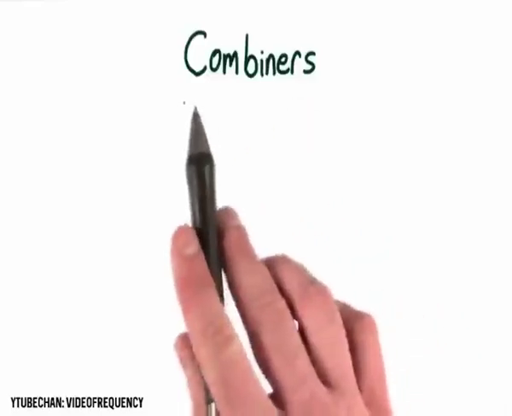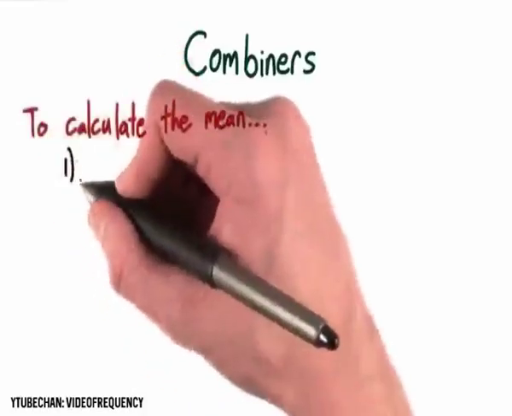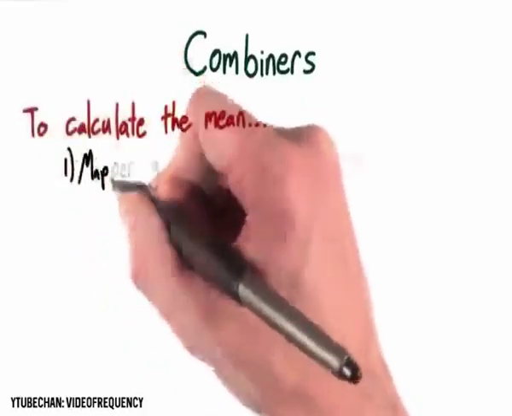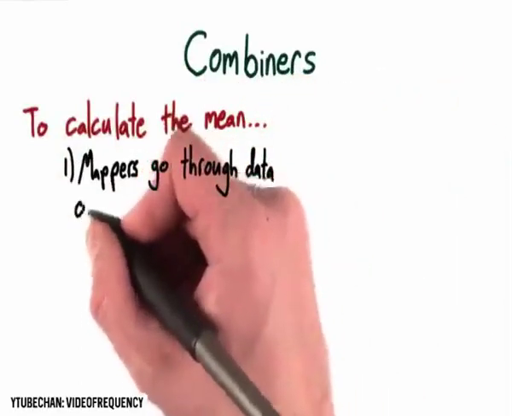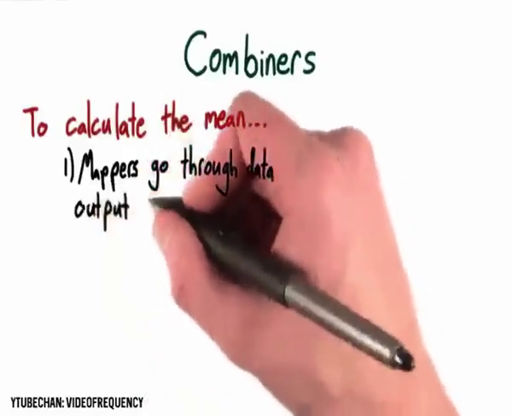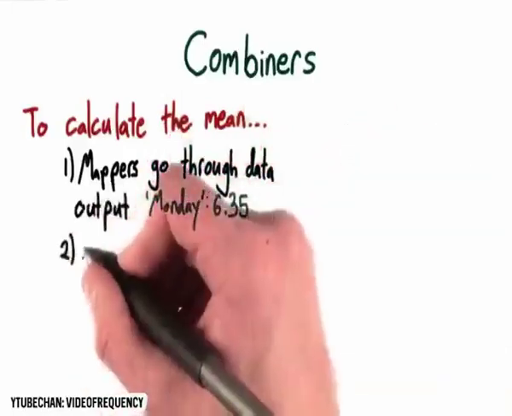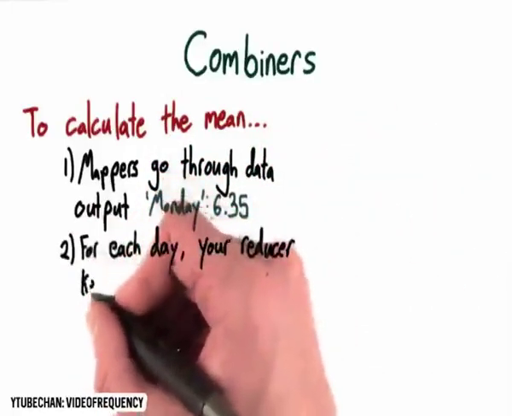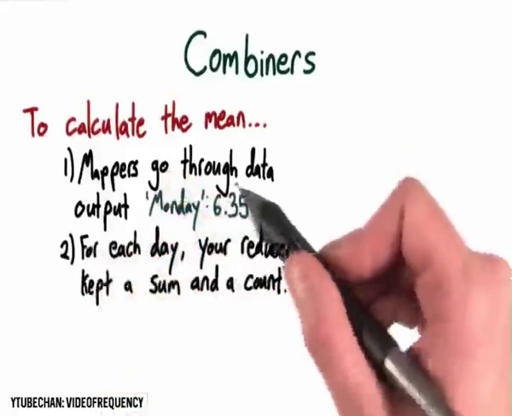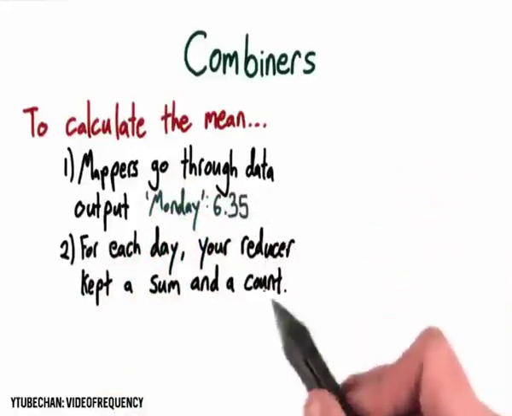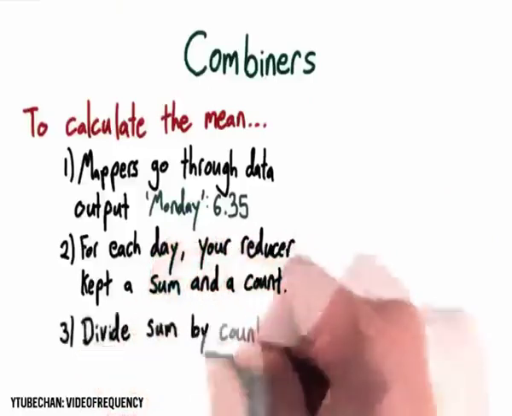I don't know exactly what you did, but one thing you may have done is something like this. First, your mappers go through the data and output key value pairs that looked something like day of week, amount spent. Then, for each day of the week, your reducer probably kept a total of the sum and a count. So maybe your value was the amount of money spent and also a 1 to help increment the count. And then you would divide the sum by the count. And that looks pretty good.